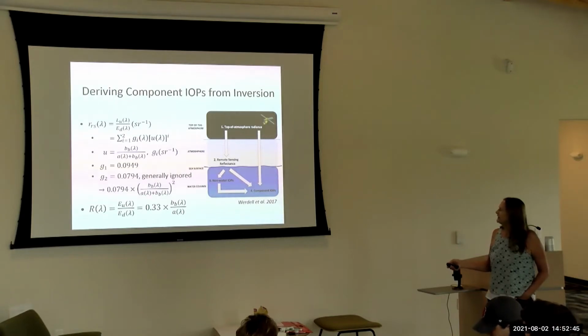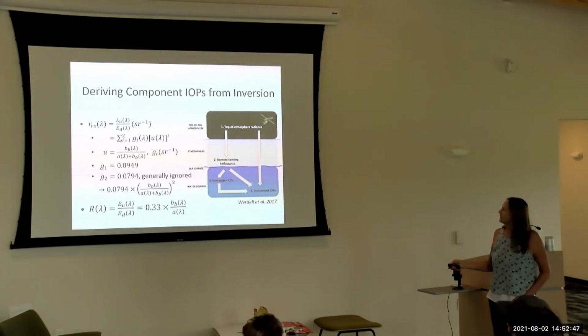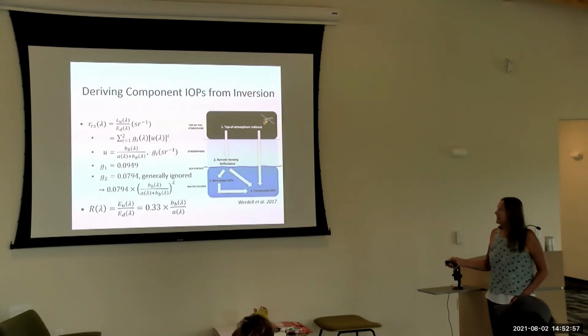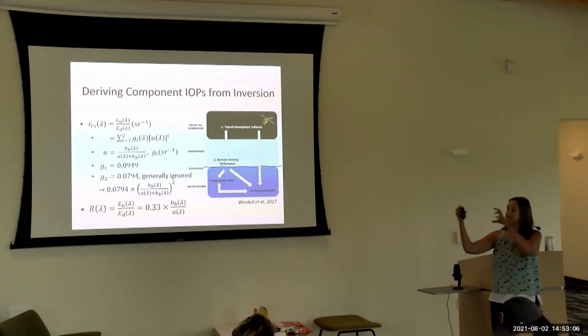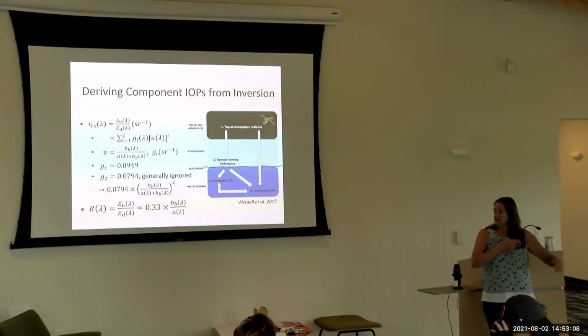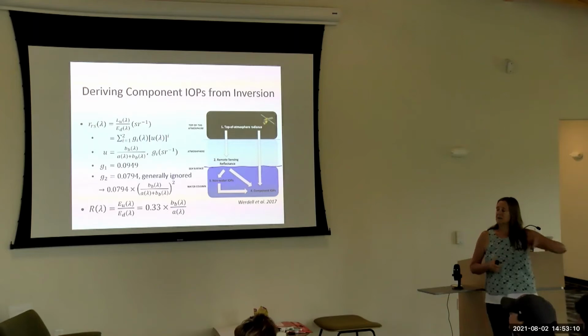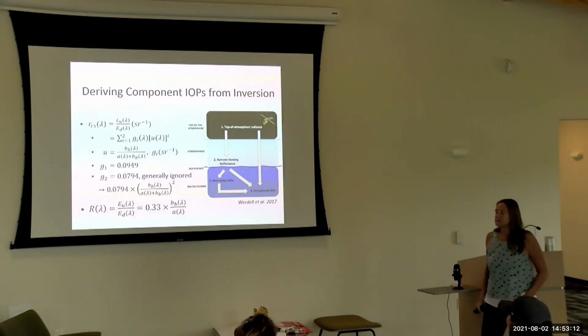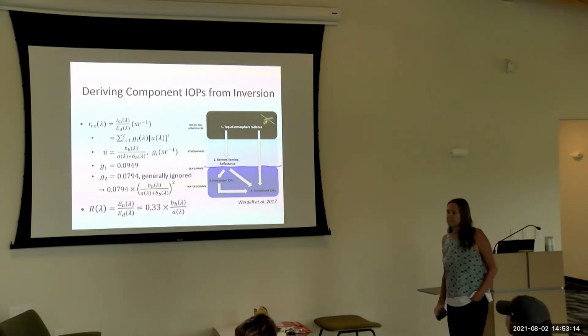So if it's generally ignored, then this whole term goes out and you only let i equal 1, which would be 0.0949 times b_b over a plus b_b. You could add the next term, which is plus 0.0794 times b_b over a plus b_b, squared, right? So it's a series. And you just start lopping things off as they become negligible or you can't resolve them within your measurements.